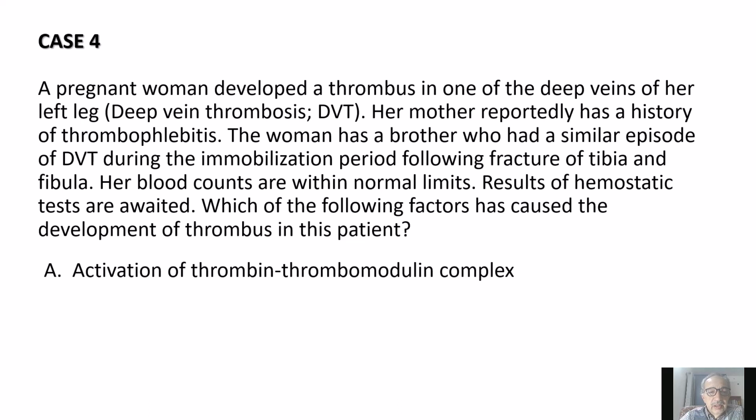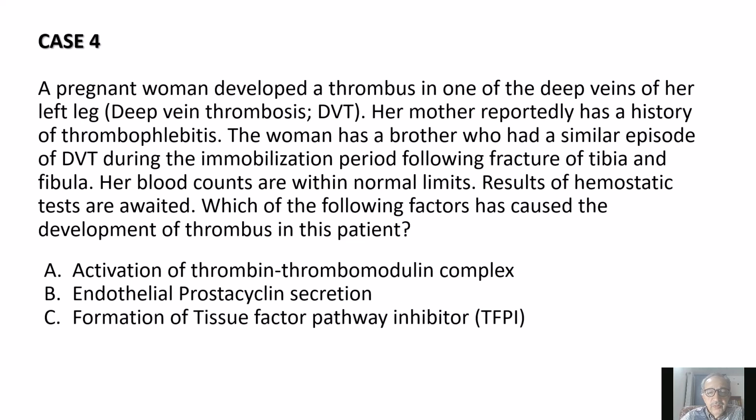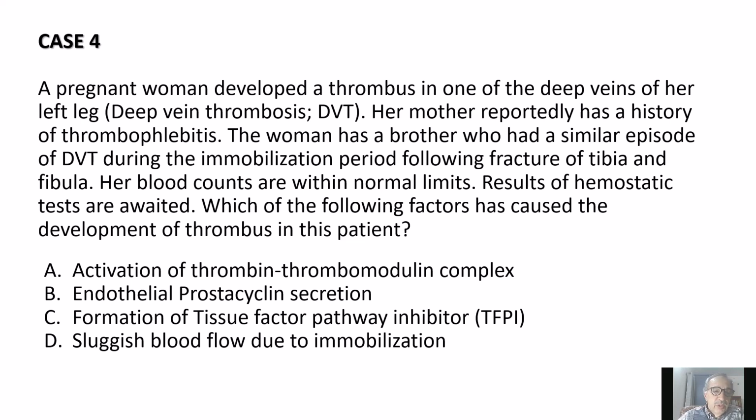Is it the activation of thrombin-thrombomodulin complex on the endothelium surface? Is it endothelial prostacyclin secretion? Is it formation of tissue factor pathway inhibitor? Or is it the sluggish blood flow due to immobilization? You can easily pick the last one, D, because this is the most important cause, immobilization and sluggish flow.